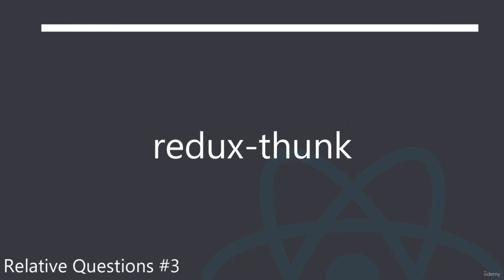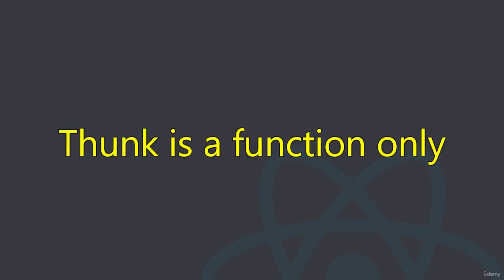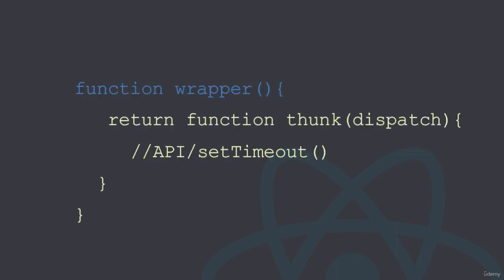Now we are going to use the thunk. Thunk is a function only, but it looks like this. You have a wrapper function, and inside that you return the function, that is the thunk function. Now the internal function may not have a name. That means you can just remove the name, then it will be return function and no name.